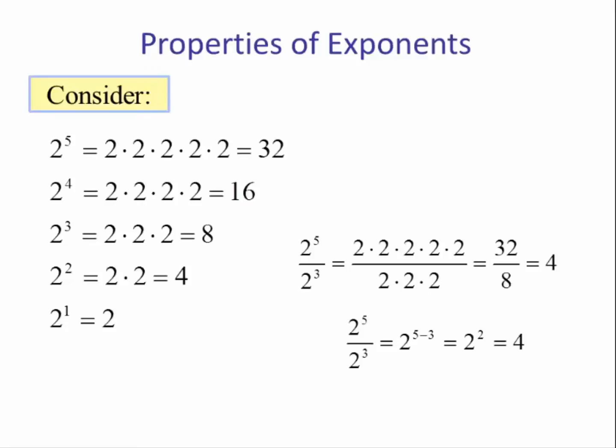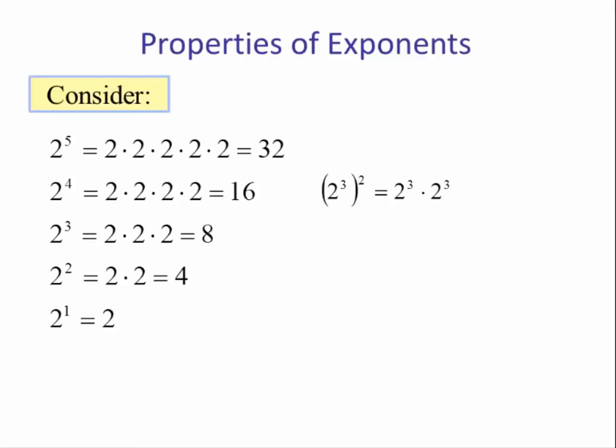It's the same answer. Next, if we take 2 to the 3rd power and then raise it to a power of 2, we can think of this as the base, 2 to the 3rd, and then this exponent is telling me how many times to multiply it by itself. Well, 2 to the 3rd is 2 times 2 times 2. Again, 2 times 2 times 2, which is 8 times 8, which is 64.